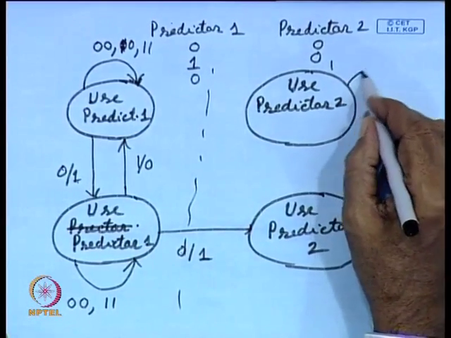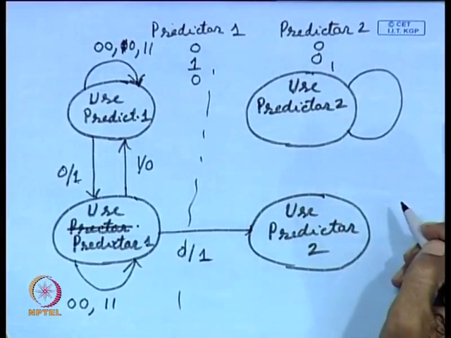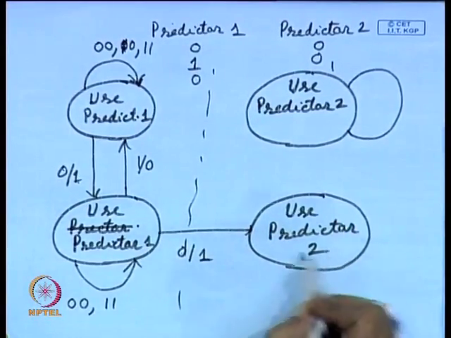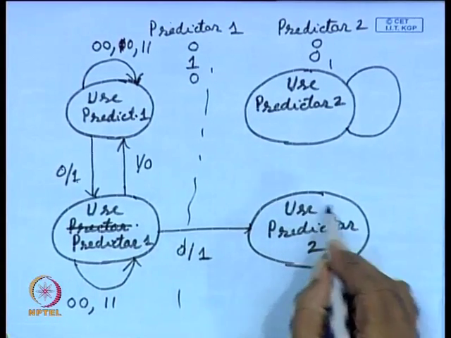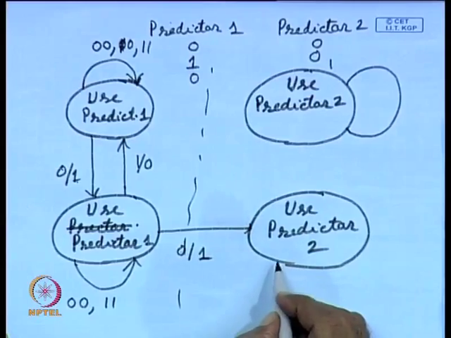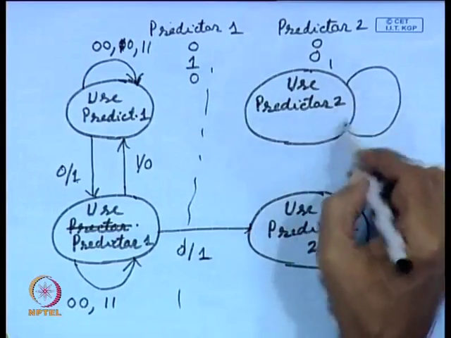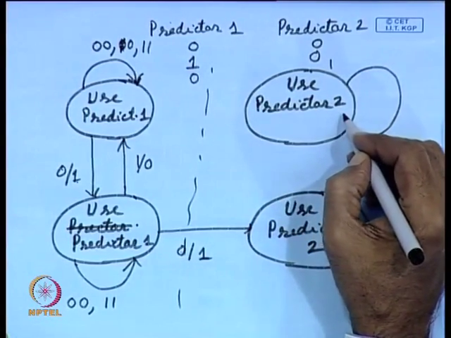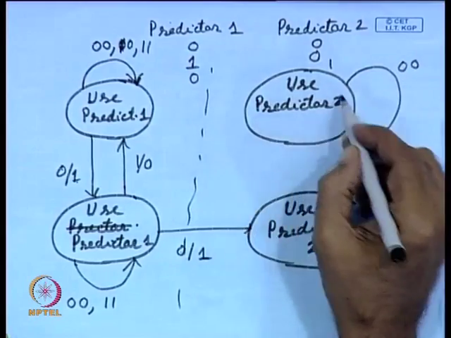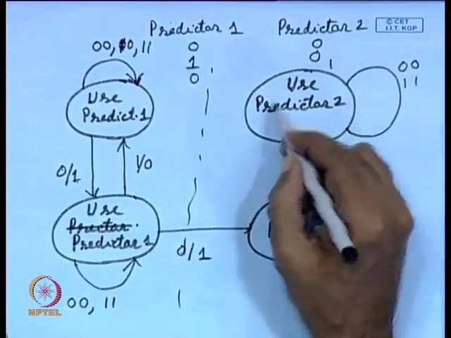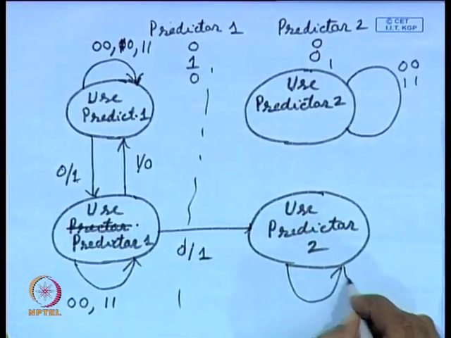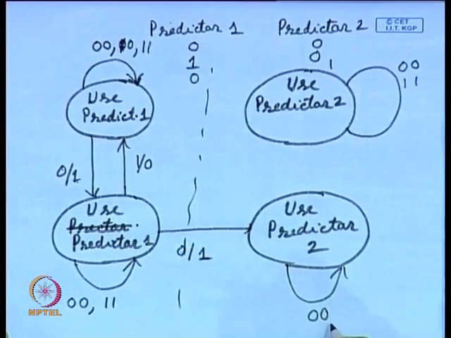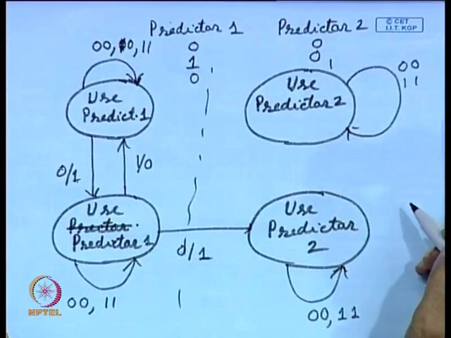Similarly, here it will remain in this state, or let us consider this one first. So, whenever you are using predictor 2, let us assume that you are in this state, predictor 2 is being used, and if it is 0 0, again it will remain in this state. If it is 1 1, it will remain in this state, as we have seen, that is true for all the cases. 0 0 means both the predictors are wrong, or 1 1 means both the predictors are right. So, in both the cases it will remain in the same state, the state does not change.